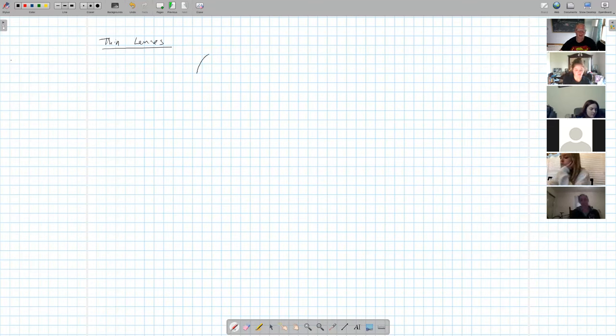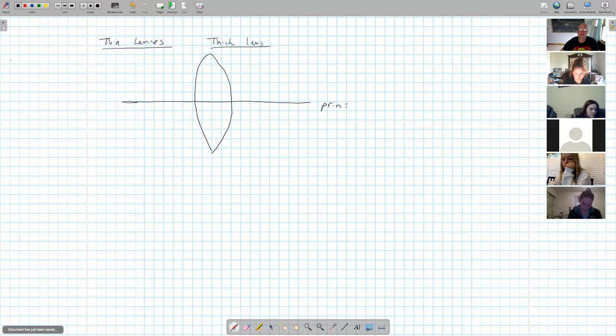So let's just talk about a lens, for example. Let's say here's my lens. I'm going to draw an overly large lens to point out the difference between a thick lens and a thin lens. So this is going to be a thick lens. Let's talk about the difference. Again, we're going to have some principal axis. The principal axis is going to bisect the lens itself.